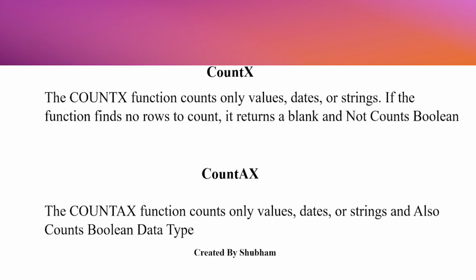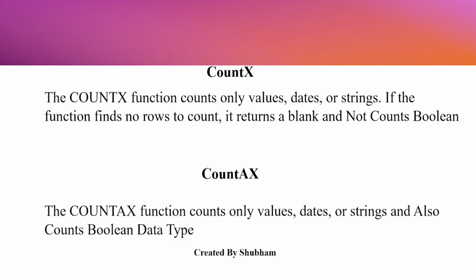The COUNTX function counts only values, dates or strings. If the function finds no rows to count, it returns a blank and does not count boolean. But the COUNTAX function counts values, dates, strings and also counts the boolean data type. But COUNTX does not count boolean and ignores the blank if the data type is whole number.